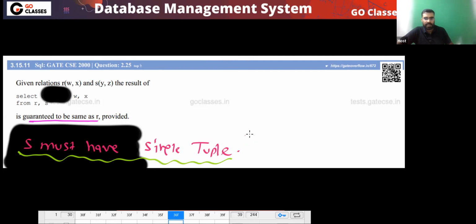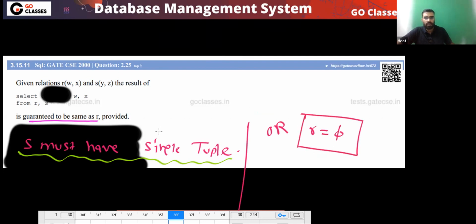Either R should be empty, or S must have a single tuple. If R is not empty, then S must have a single tuple. Do you agree? Yes or no? If R has at least one tuple, then S must have a single tuple. Correct? So this is your answer for this question.